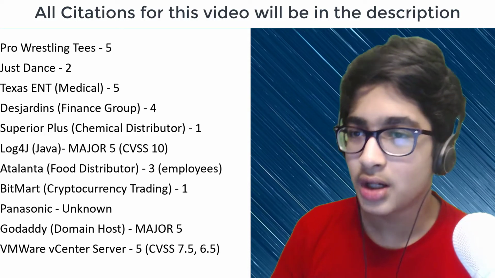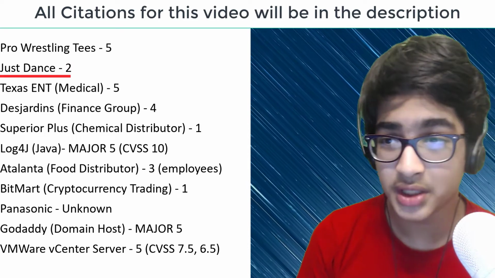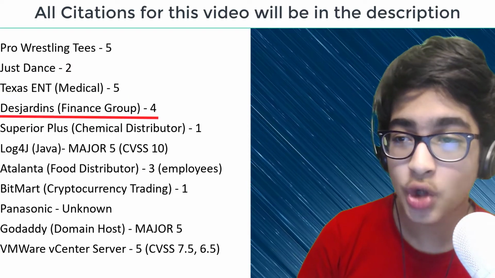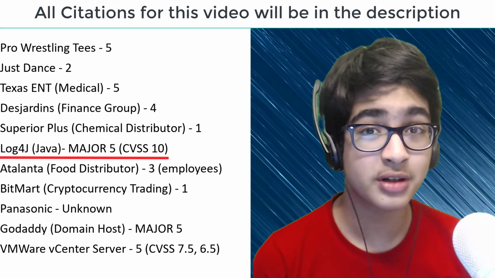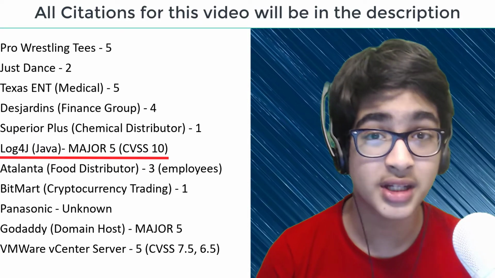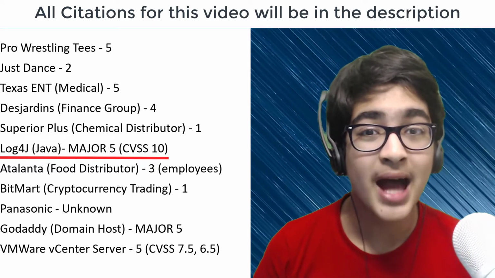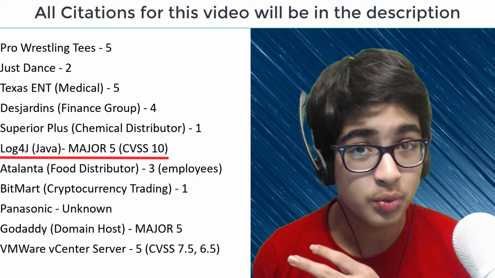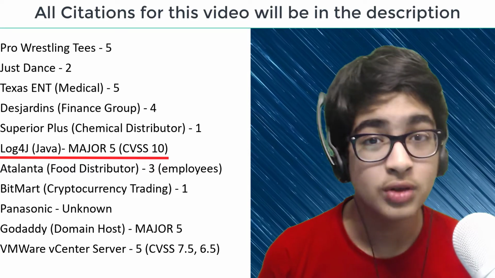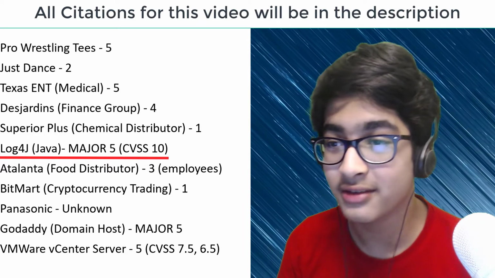So, all the companies that are at risk. Pro Wrestling Tees is at a major risk. Just Dance, the video game, Texas ENT, Desjardins, Superior Plus, Log4j. This is a pretty major exploit because Java is being used by a lot of things. You might have heard about this exploit. This can let malicious hackers do anything they want to your PC. And Java is used by a variety of software, from enterprise to APIs to even websites and Minecraft. That is a major 5.